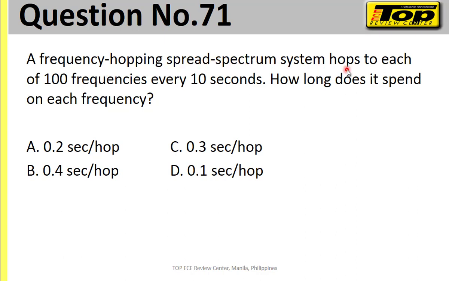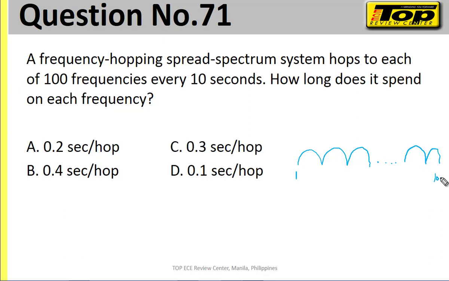A frequency hopping spread spectrum system hops to each of 100 frequencies every 10 seconds. How long does it spend on each frequency? So when our signal jumps from one frequency to another, how many frequencies will it jump through? 100, from 1 to 100, say for example. And the duration of the hopping is only 10 seconds. The question is, how many seconds does it stay on one frequency?